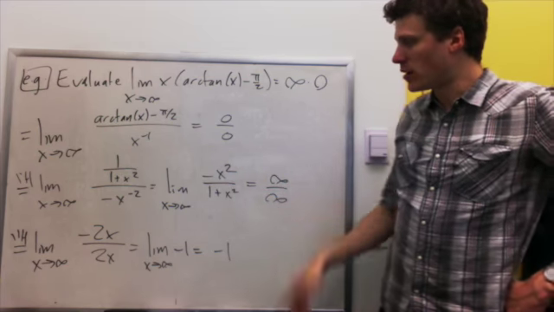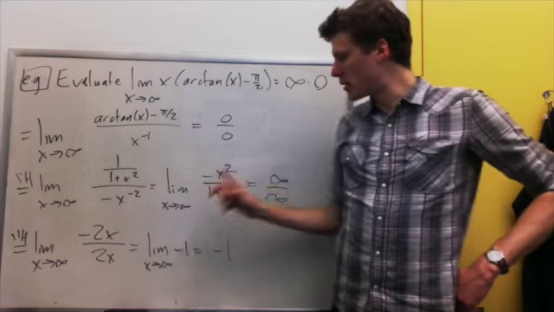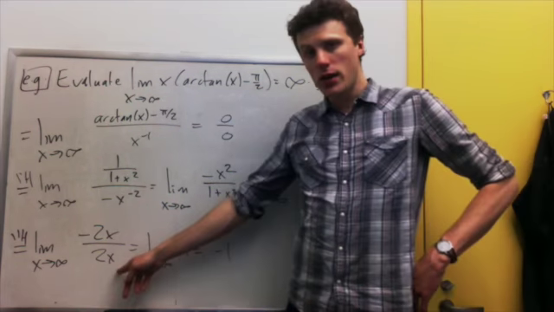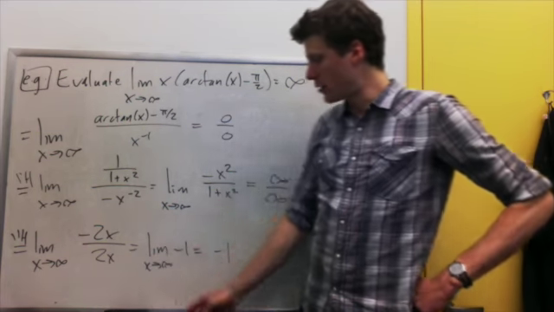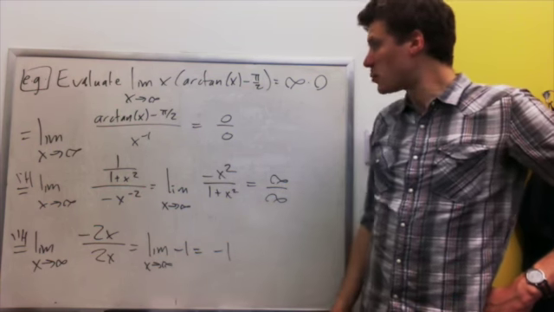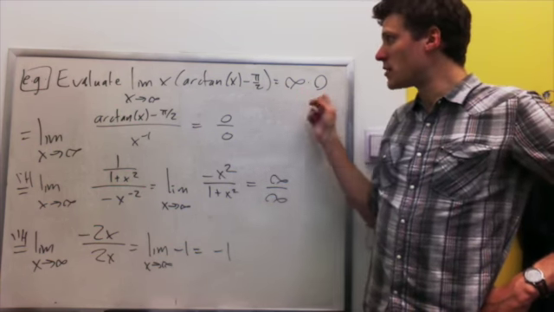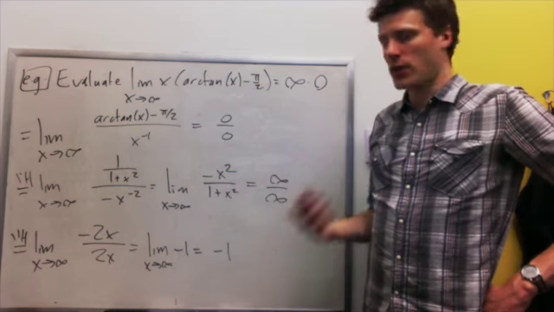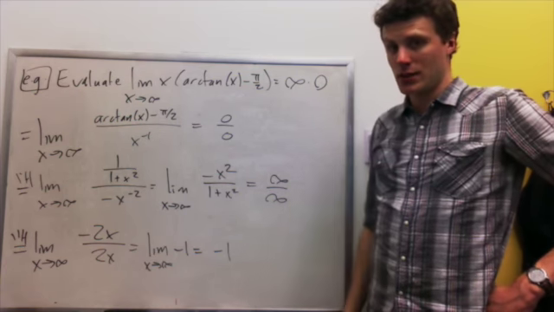So I apply L'Hopital. The top becomes negative 2x when I take the derivative. The bottom becomes 2x. Okay, those just cancel out, and I'm left with the limit as x goes to infinity of negative 1, which is just negative 1. So even though I have infinity times 0 here, this actually approaches the constant negative 1.